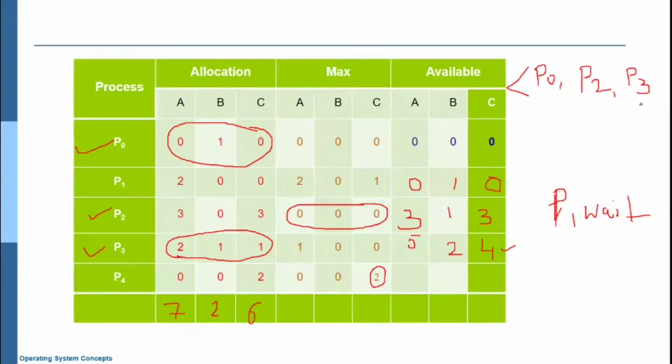So next it is P0, P2, P3, then P4. So complete this. 0 plus 5 it is 5, 0 plus 2 it is 2, and 2 plus 4 it is 6. Now we have remained only with P1. So P1 allocated is 200. Now it is requesting 201, but we have 526. Yes, we can satisfy this.